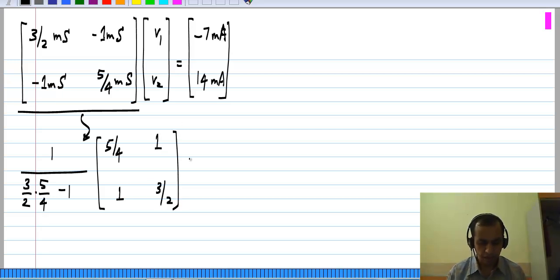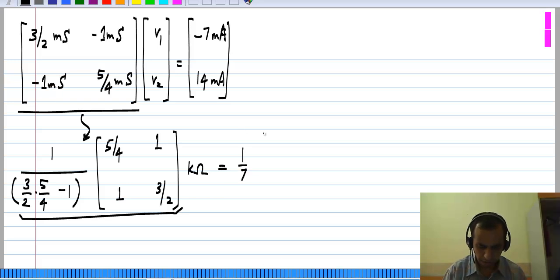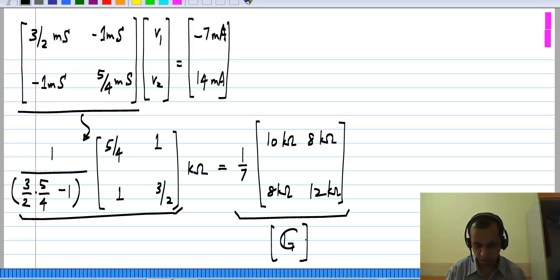Okay. And the unit of this, of course, will be kilo ohms. That is, I have not put any units over here, but the units of all the numbers will be kilo ohms. That's why I put kilo ohm outside. Okay, that's because the unit of each of these entries is millisiemens. The inverse of that is kilo ohms. Or you can put it inside as well. The unit of the determinant will be millisiemens square, and the unit of each of these will be millisiemens, and millisiemen divided by millisiemen square will give you kilo ohm. Okay. And if you expand this whole thing, you will get 1 by 7 times 10, 8, 8, 12, all kilo ohms. Okay. So, this is the inverse of the G matrix.